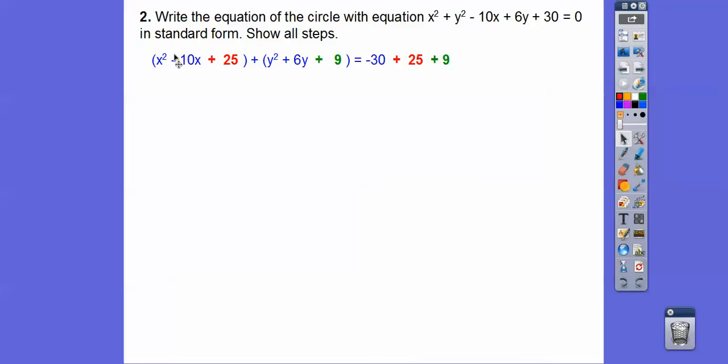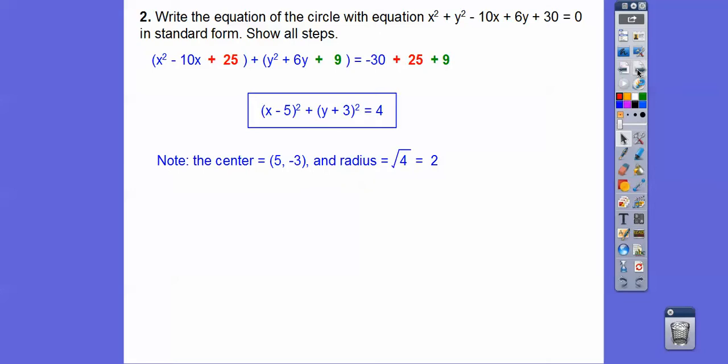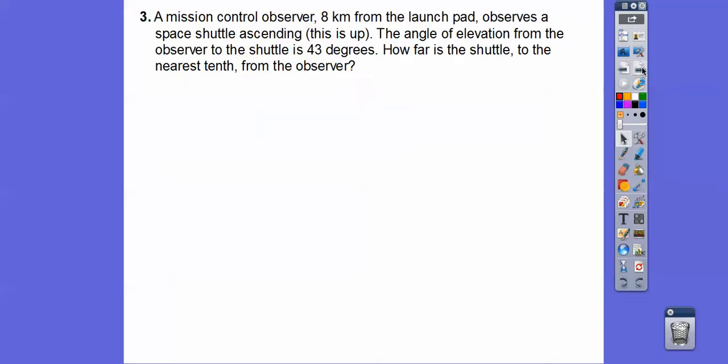So this becomes (x minus 5) squared, this becomes (y plus 3) squared. This sign is always in the middle. Over here, add these up and they become +4. So there's the equation: (x minus 5) squared plus (y plus 3) squared equals 4. Notice that the center, it's not asking for that, but it could. The center is at, just think opposite, so (5, -3), and the radius is the square root of that number right there.